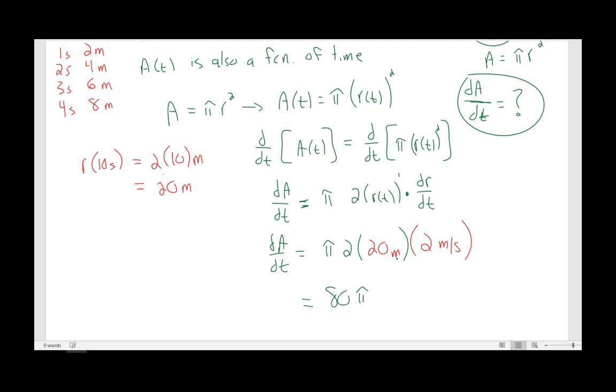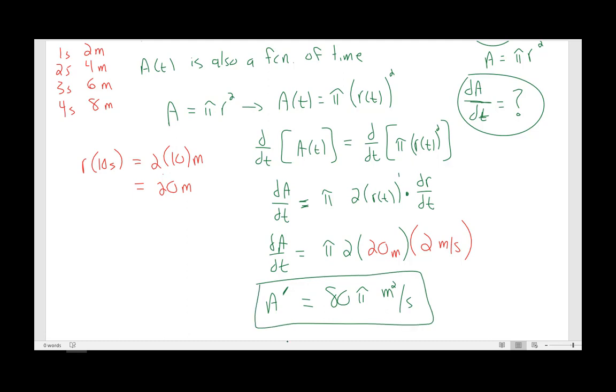And then we can see that meters times meters would give me meters squared per second. And that's what the change in area should be. Area's units are square meters, and my time unit in this case is seconds. So there's our value.